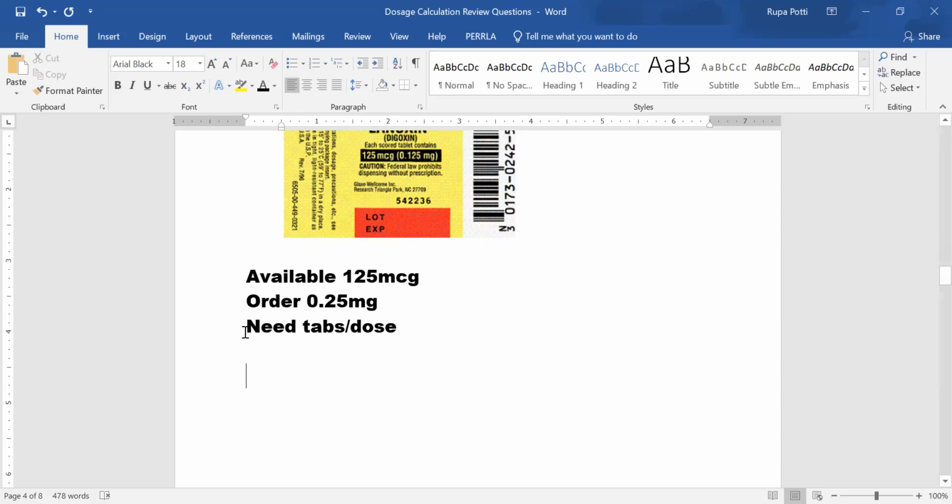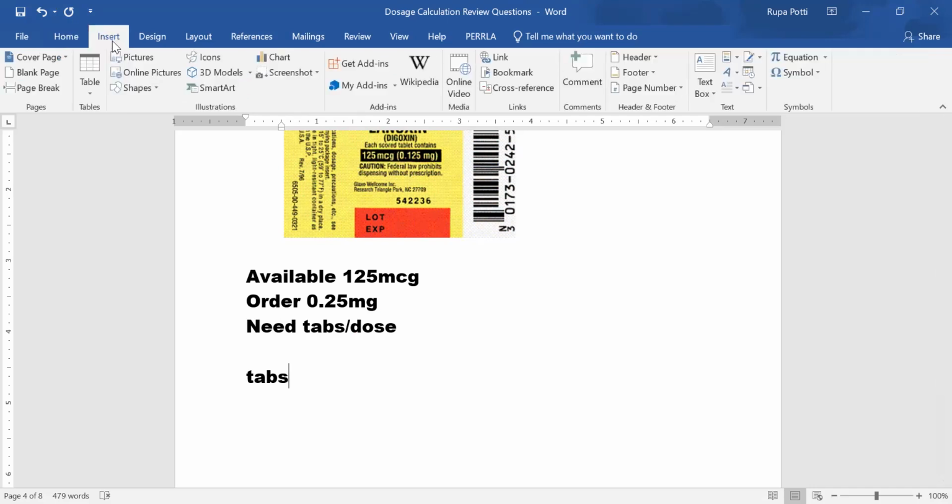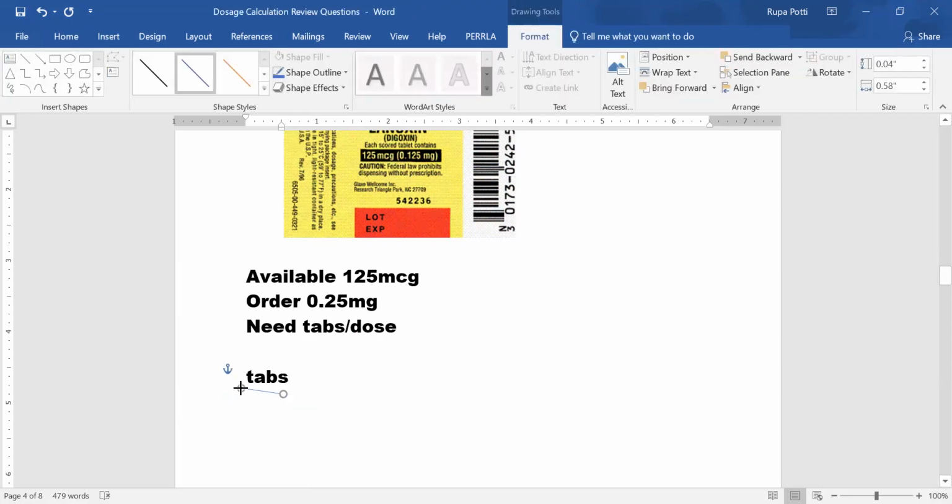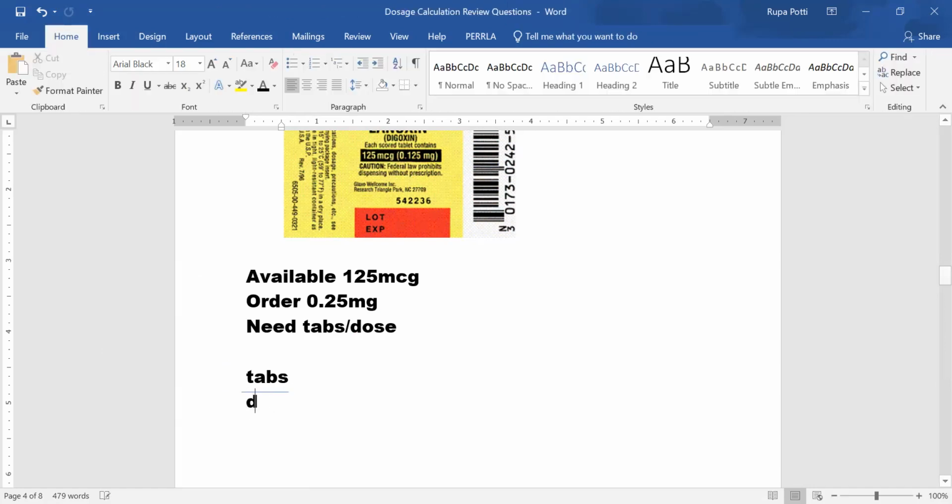Now I will start my problem with what it is that I need. I need tablets per dose, right? So I'm going to say I need tablets per dose. Kindly bear with my lines here as I'm putting them, because it really helps if I draw this line. It just helps with your understanding. So I'm going to go by tabs per dose.